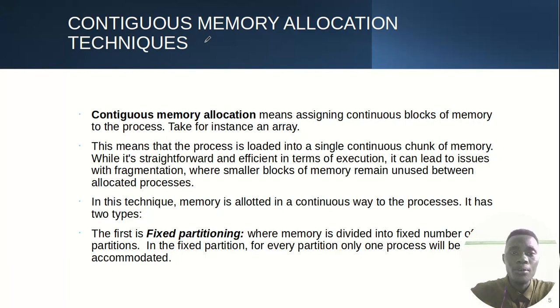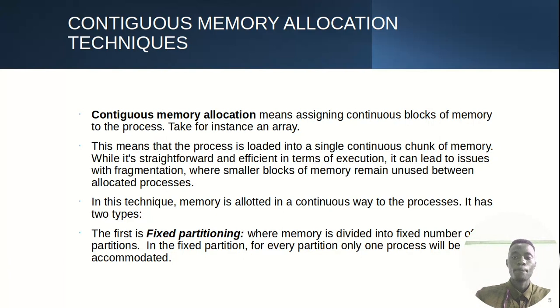Contiguous memory allocation refers to allocating or assigning contiguous, fixed blocks or chunks to a single process that is loaded into the memory. It is straightforward, efficient in terms of execution, and it leads to issues with fragmentation, which we are going to see down, where we have to separate those blocks into many pieces so that we can allocate processes the amount of space accordingly.